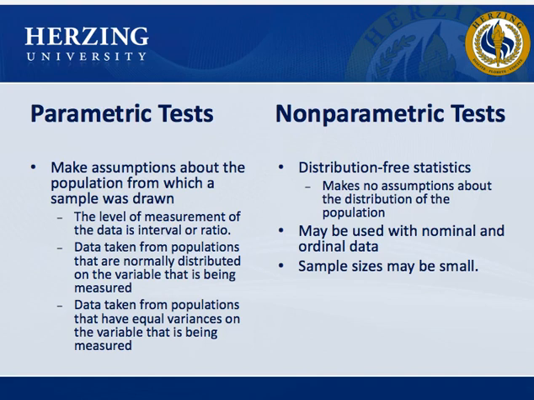Type 1 errors in research findings usually result in unnecessary changes being instituted, whereas type 2 errors result in failure to institute needed changes. Now on to parametric tests and nonparametric tests.